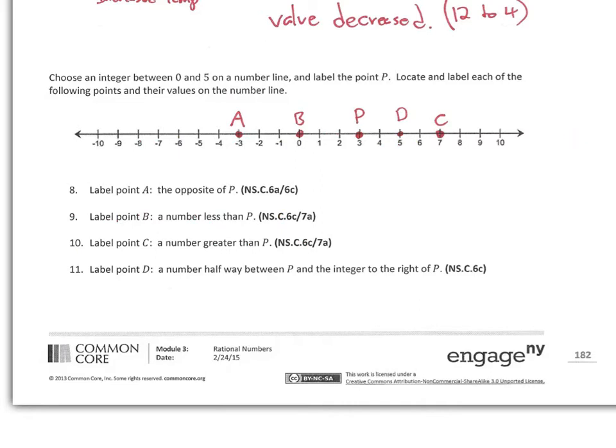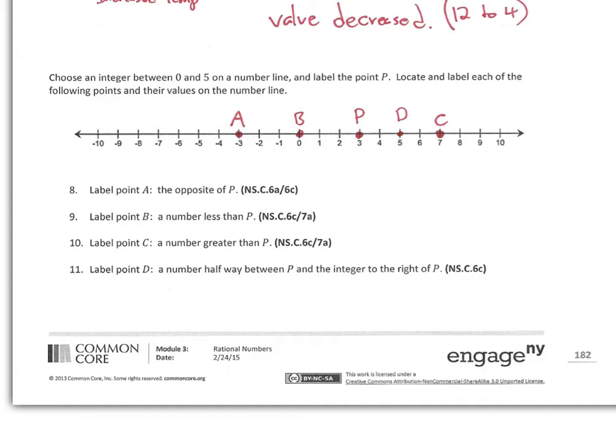So I picked 7. And then D said a number halfway between P and the integer to the right. So halfway between P and the integer on the right of it, which is here, because I wouldn't have this one in. So halfway between these two, I put it right there, and that's D. Okay. You could have also picked a different number.